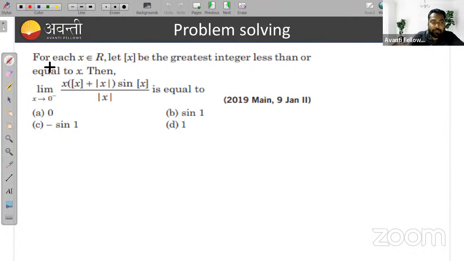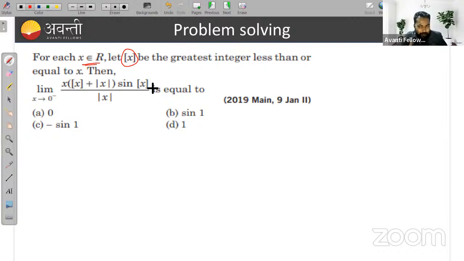Here in the question it is given that for all real values of x, the bracket denotes the greatest integer of x, that is, the greatest integer less than or equal to x. That is the definition of the greatest integer function, right? And you have to find the left hand limit as x tends to 0 minus of x into (greatest integer of x plus mod of x) whole into sine of greatest integer of x upon mod of x.